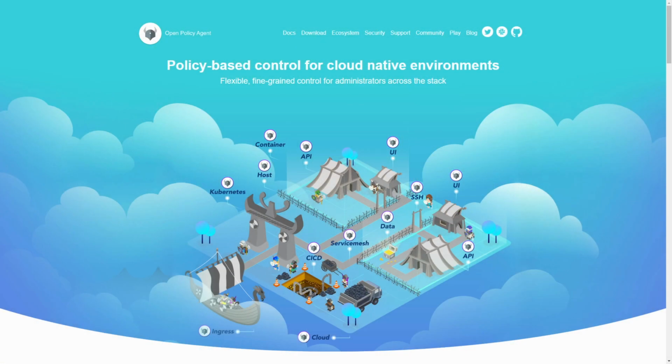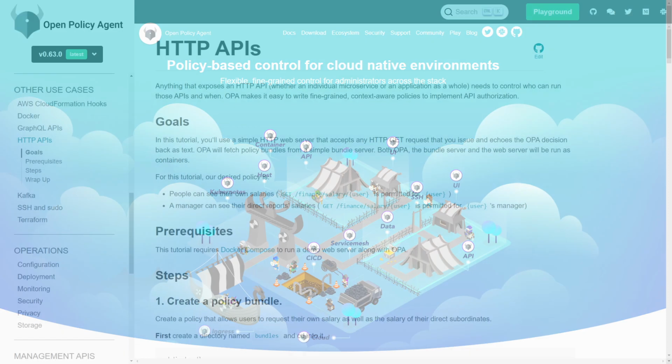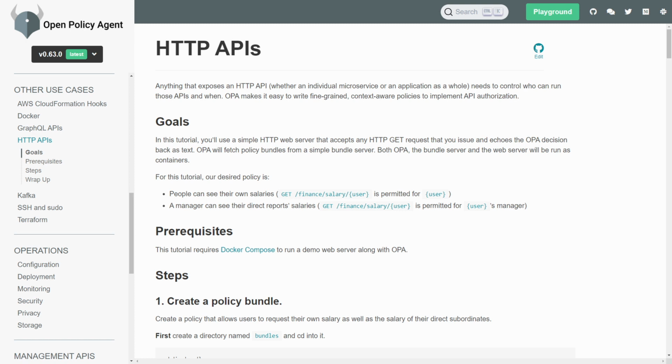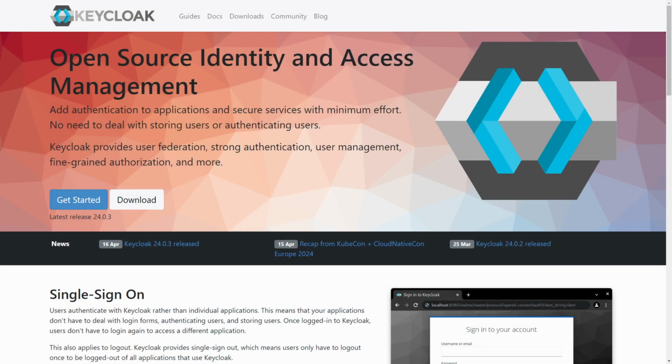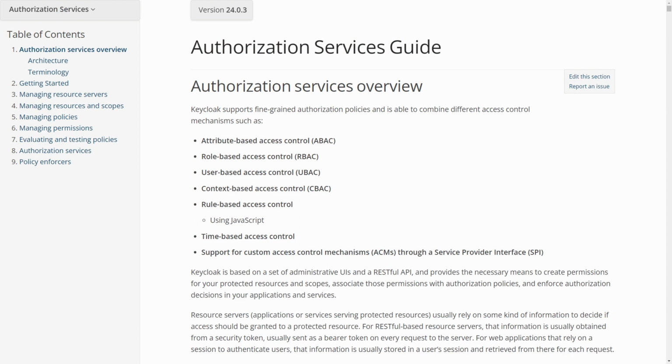If you work with Kubernetes, you should be familiar with the Open Policy Agent. This solution can be used to secure HTTP APIs as well. If you secure your APIs with OAuth and OpenID Connect, you might have heard about Keycloak, which is an open source identity and access management solution that supports fine-grained authorization policies, ABAC included.